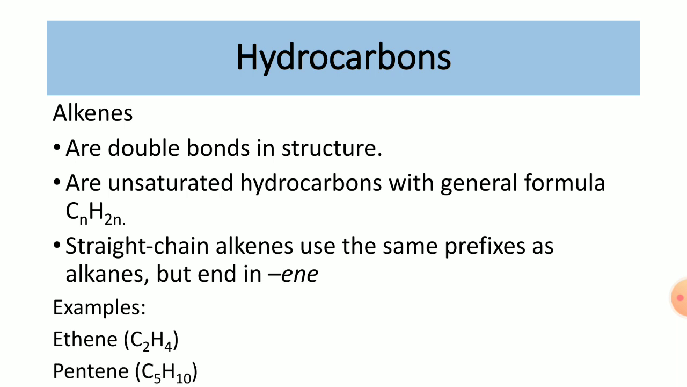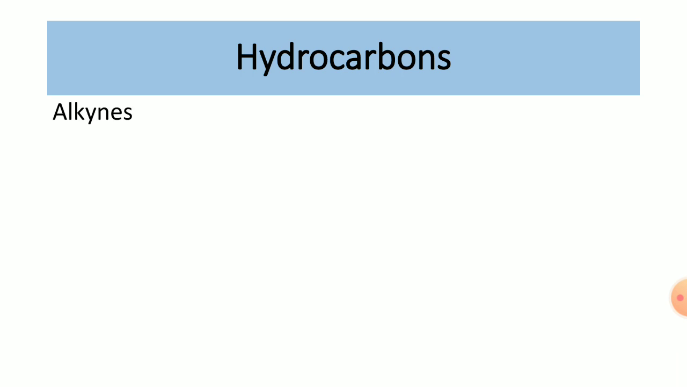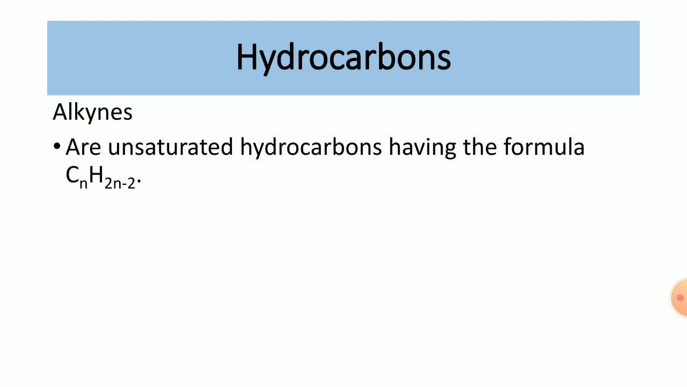Another is the pentene. Pentene has 5 carbon atoms. So replace n with 5. So that is C sub 5 H sub 2 times 5, which will give us 10. Ethene is responsible for the ripening of fruits, while pentene is an organic solvent. So, that is alkenes. Next will be alkynes.